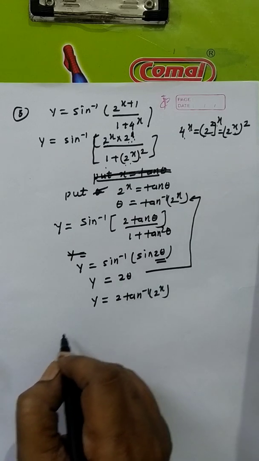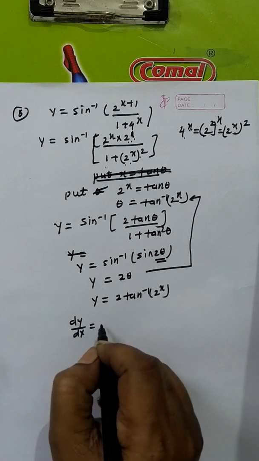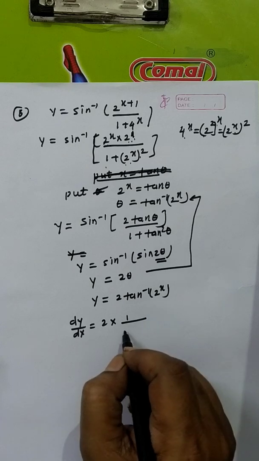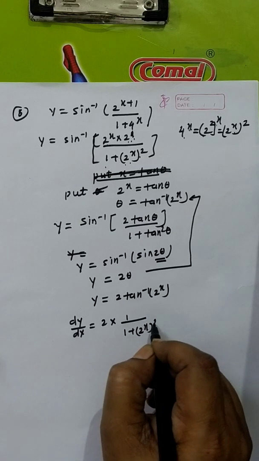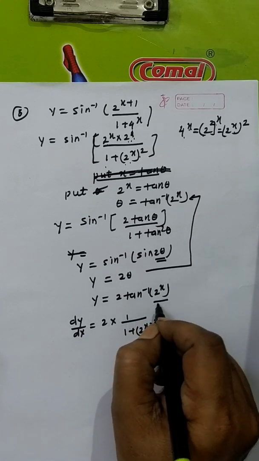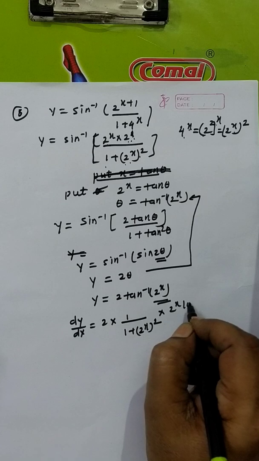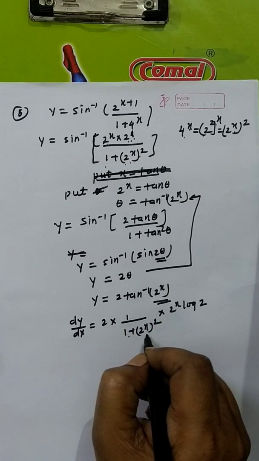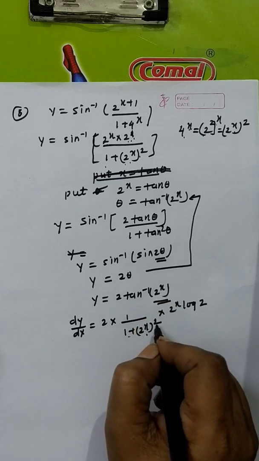Now this is a composite function. So if we differentiate, we get dy by dx is equal to 2 into the derivative of tan inverse of x, which is 1 upon 1 plus x square. So it will be 1 upon 1 plus 2 raised to x whole square. Next function is 2 raised to x. Derivative of 2 raised to x is 2 raised to x into log 2. Tan inverse of x is 1 upon 1 plus x square; instead of x it is 2 raised to x.